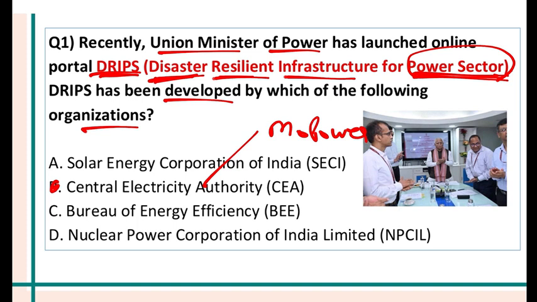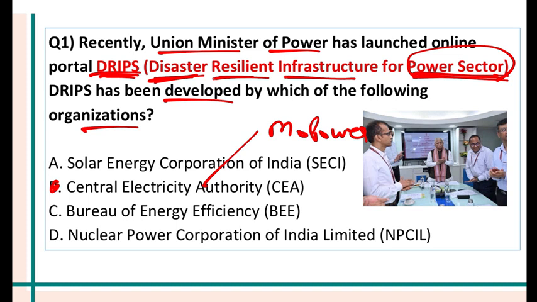Right? Now, what DRIPS will do? DRIPS will serve as a single point of contact for all the designated nodal officers of all the departments of the power sector and other agencies also in the affected districts or state for managing the disaster. How they will manage the disaster? They will make sure that the inventory and the critical supplies are taken and emergency response is swift.